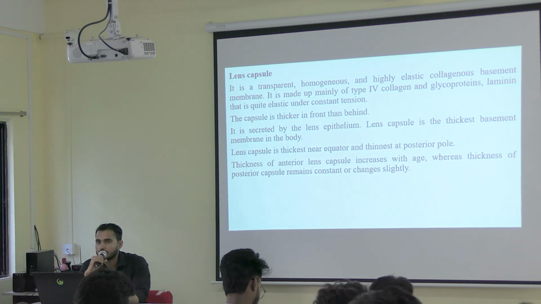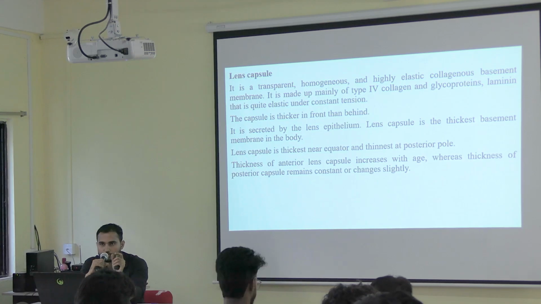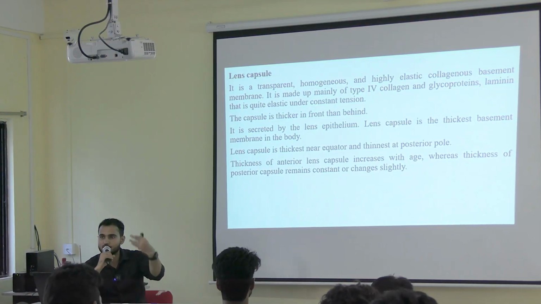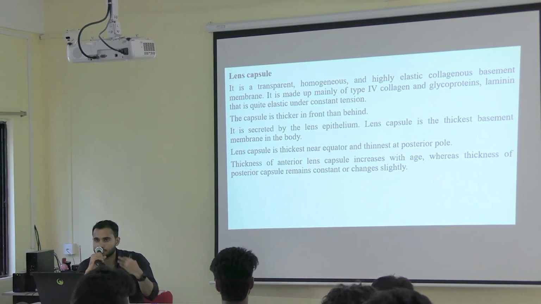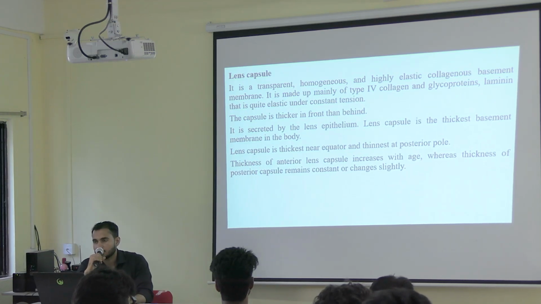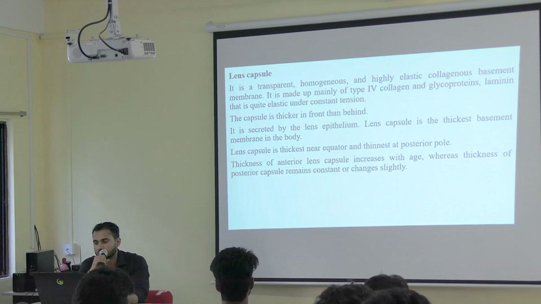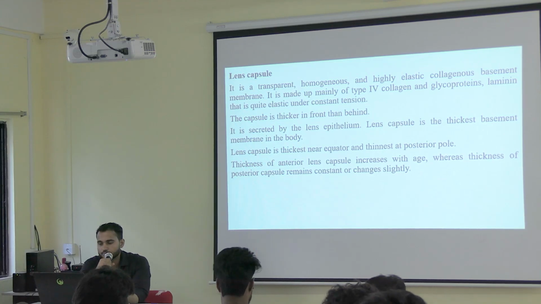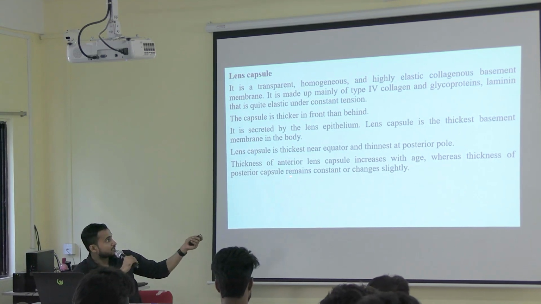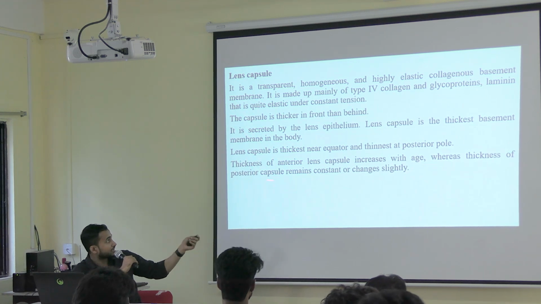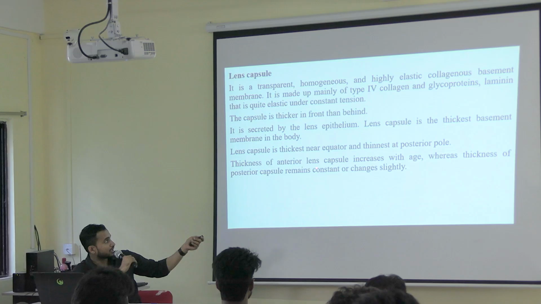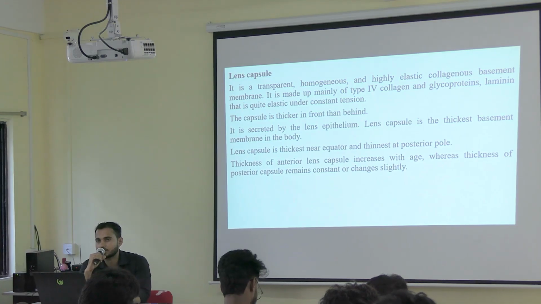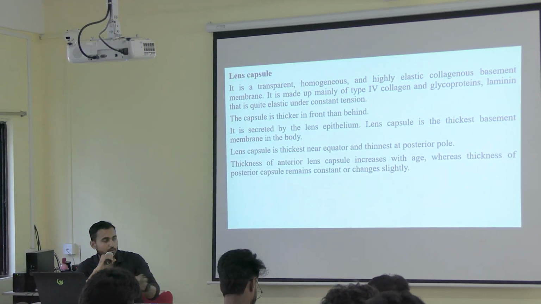Now if you see, the thickness of the lens capsule is not uniform. The capsule is thicker in front than behind. That means on the anterior aspect, the lens capsule is thick. On the posterior aspect, the lens capsule is thinner. And the thickest part of the lens capsule, can you guess which part it is? Thickest at the equator. Okay. Next, the thickness of the anterior capsule will increase with age, and the posterior capsule remains constant or only slight changes will be there. Okay, that is the lens capsule.